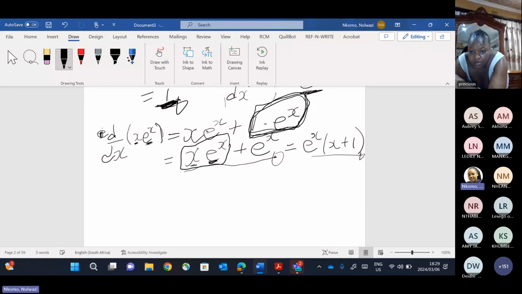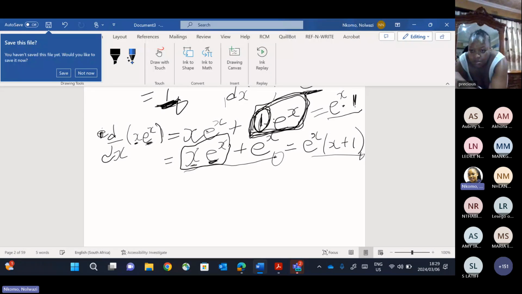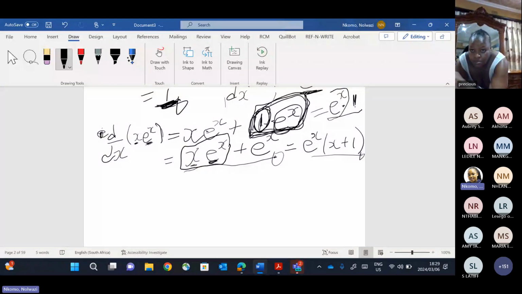Here, g of x is e to the power x. Then the derivative of f at x is 1. So we have e to the power x times 1. This is the same thing, 1 times e to the power x or e to the power x times 1. It's just that here I started with the derivative of f at x, then I said times g of x. But in the formula, I said g of x times the derivative of f at x, but it's still the same thing.